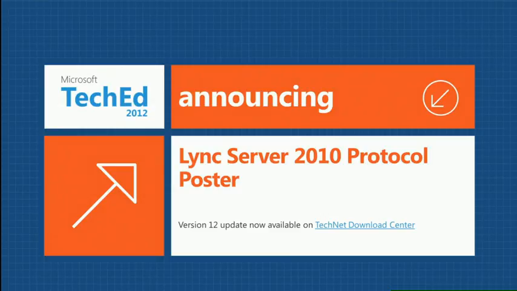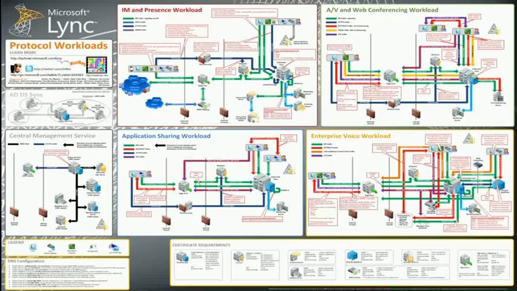All right, protocol poster. There's actually a new update, and I'm going to show you the latest one. It's on the TechNet Download Center, so you should be able to see it. I'm not going to go through the whole poster, but I did make some updates there. The reason I broke it down into multiple workloads is to help you see the difference in the usage of all the ports and protocols for each workload. So for example, if you're only deploying IM and presence, you don't really care about application sharing, audio-video conferencing, and enterprise voice workloads. So you can just focus on that one.